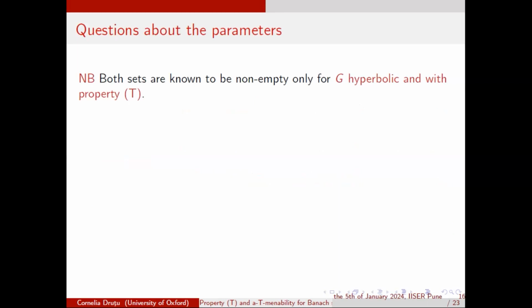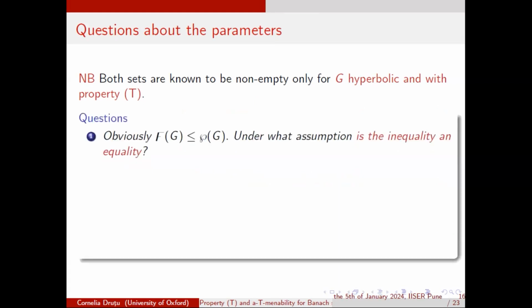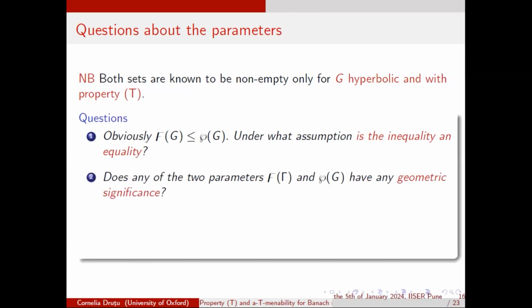And again, we have to restrict to the cases where we know that both are non-empty. In this case, it's just the hyperbolic groups with property T up to now, with the results that we have. And there are some natural questions. Well, obviously, we have this inequality. Do we have equality? The second one: can we really relate, as that theorem about random groups seems to point out, can we connect any of these two with a geometric feature of the group?